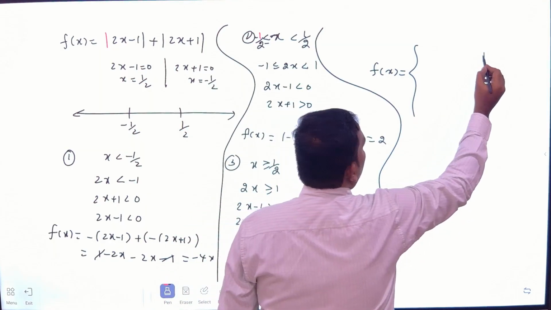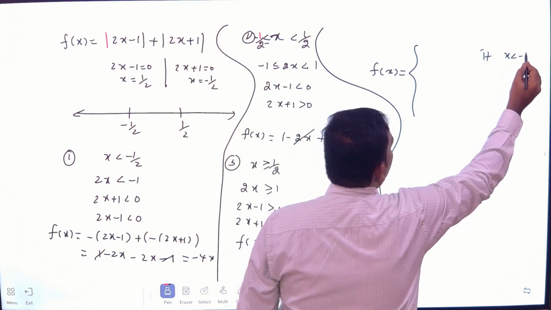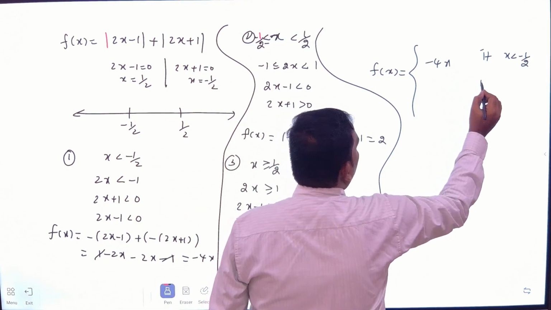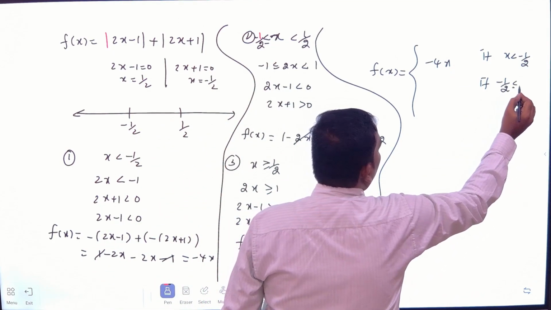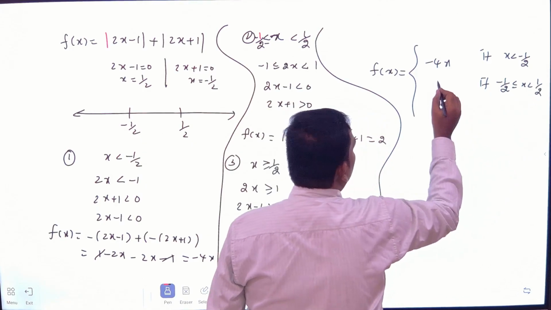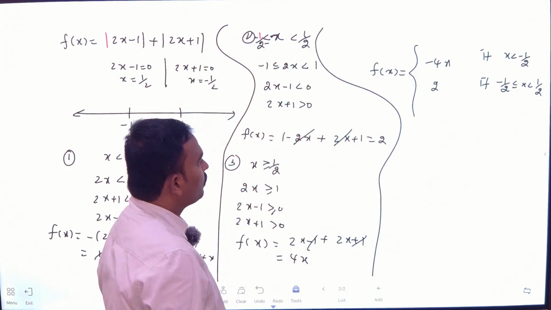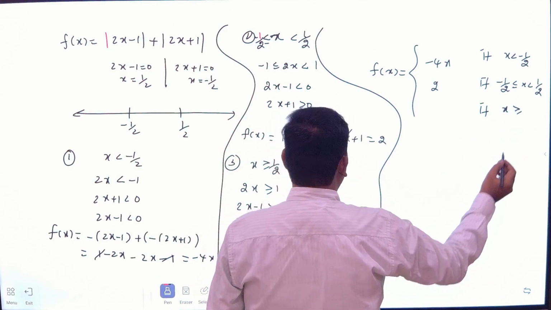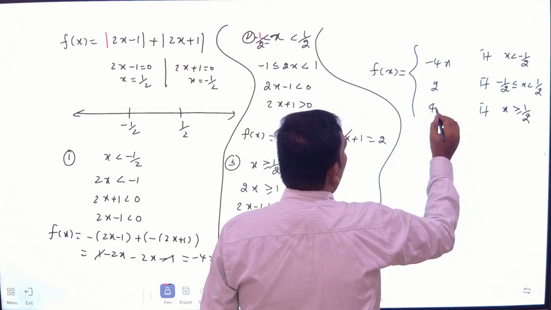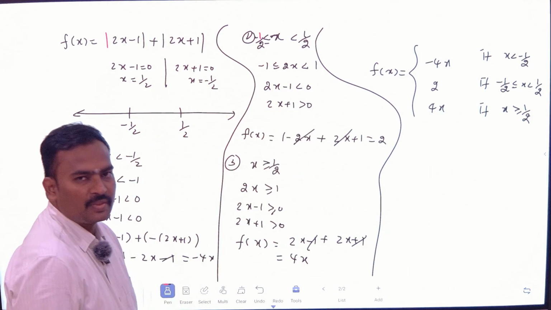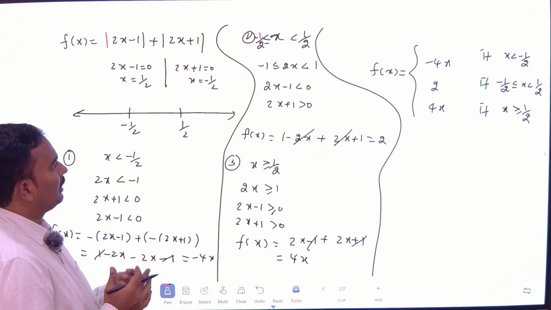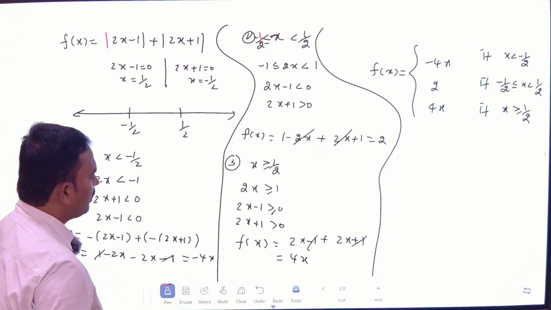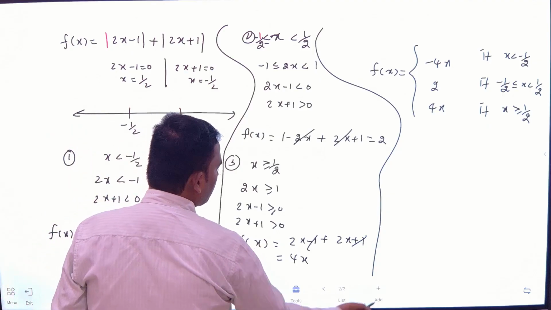So when x is less than minus 1 by 2, minus 4x, right? If x is minus 1 by 2 to plus 1 by 2, this is 2, right? So when x is greater than or equal to 1 by 2, it will be 4x. Clear? This is f of x redefined, right? Let's check another case, another function.